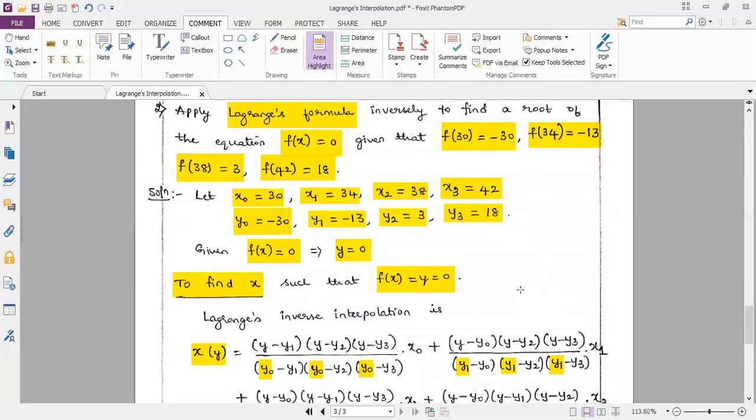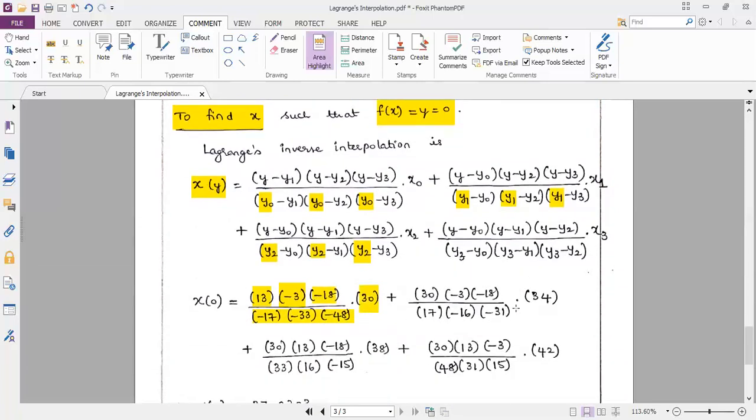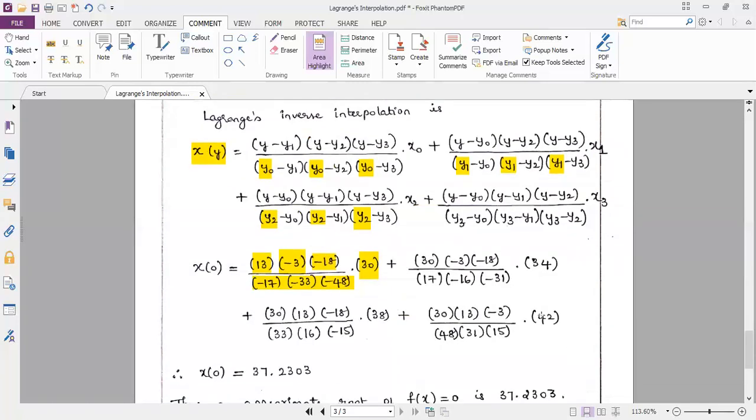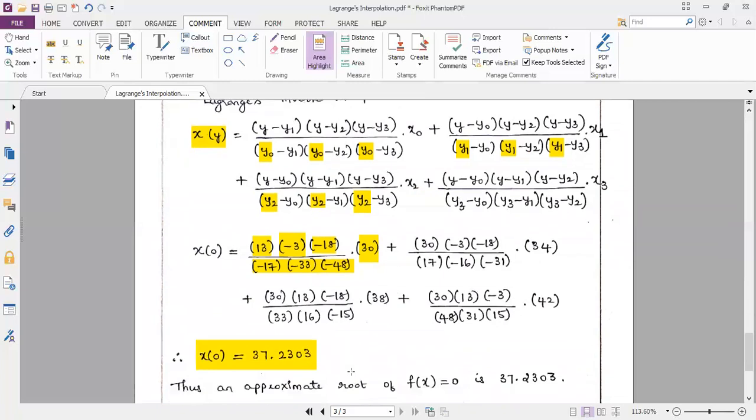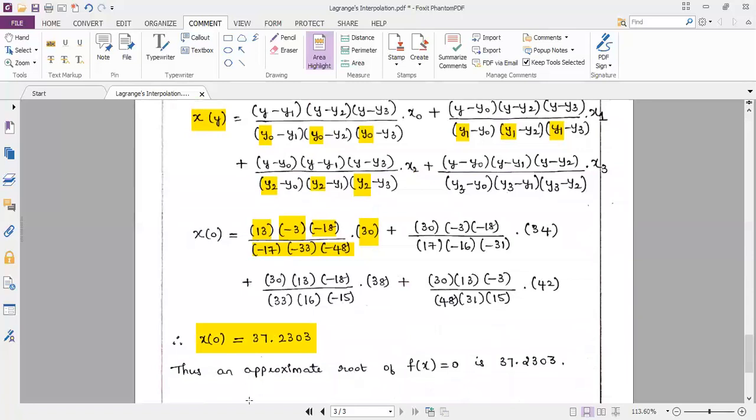So we substitute the remaining values also in the same manner in the second, third and fourth terms of the expression. And the evaluation leads to x of 0, that is at y equal to 0, being approximately 37.2303. For consistency in numericals we usually take 4 decimal places. So thus an approximate root of f of x equal to 0 is 37.2303.